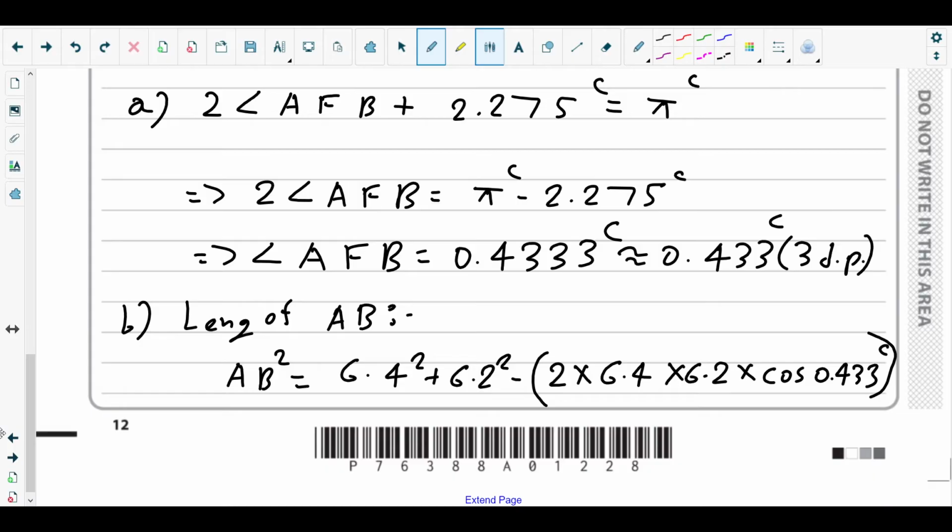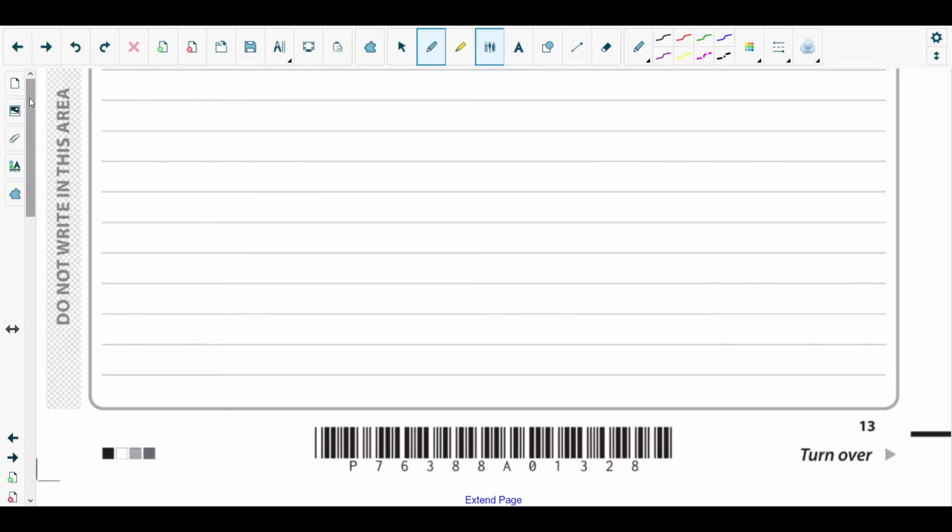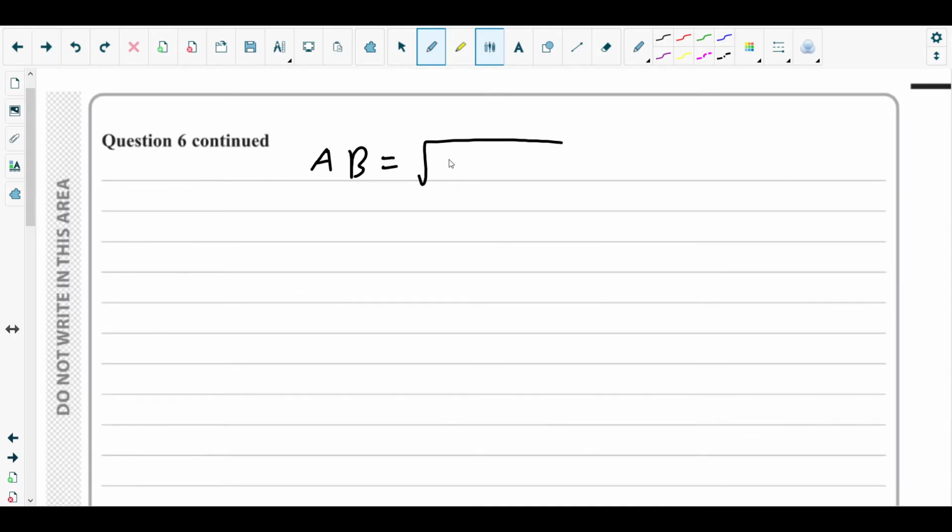So 6.4 squared plus 6.2 squared minus 2 times 6.4 times 6.2 times cos 0.4333 radian. I'm taking the exact value to get the exact answer. So we are getting 7.374, that is the value for AB squared. So this is the square. So AB would be what?